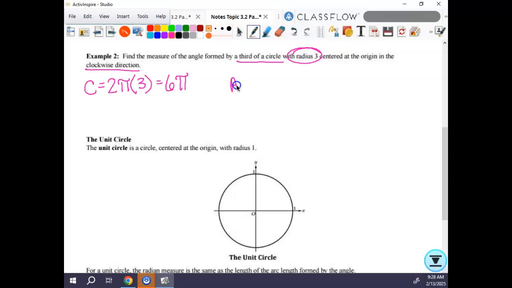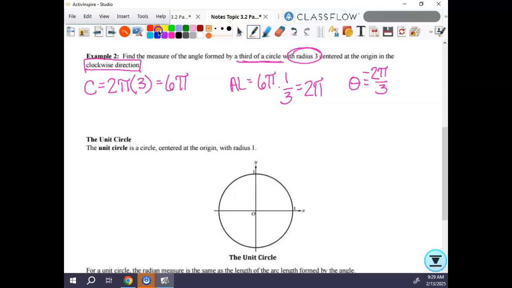Then I need my arc length. My arc length is going to be 6 pi, but it's a third of a circle, right? So I'm going to multiply it by 1/3, and I get 2 pi again. You will not get 2 pi for every arc length. Just going to throw that out there. So then theta is my arc length, which is 2 pi, divided by my radius, which is 3. So I get 2 pi thirds. But it says clockwise direction, so it's a negative 2 pi thirds. Okay. What questions do you have? Anything?